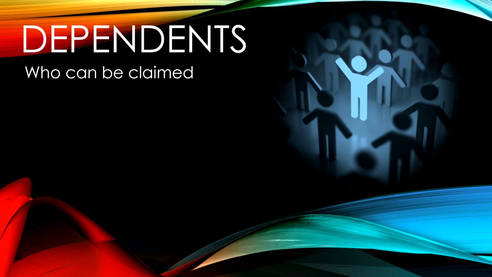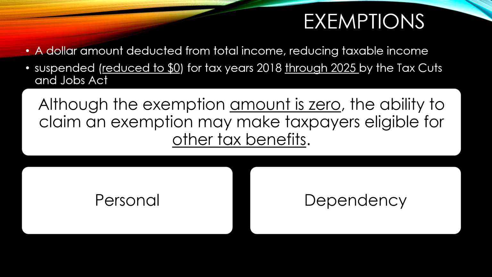Let's talk more about how to determine who can be claimed. We are going to begin a bit circuitously with the term exemption. An exemption is a dollar amount that is deducted from total income, thereby reducing taxable income. And if you think back to the Form 1040 that we previewed in our Filing Basics lesson, remember that we had a section for deductions just before the first page ended with the taxable income line.